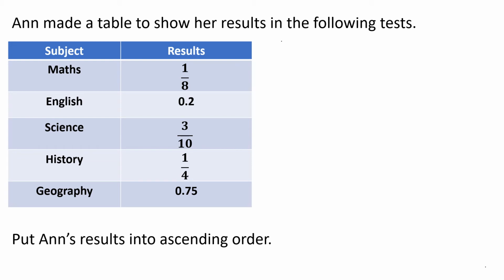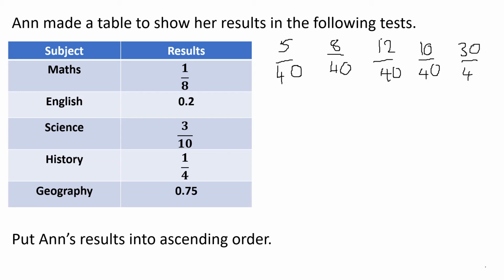So just rewrite our fractions out just so we know. Give myself a bit more space, so we know when we're doing questions like these we're going to take up quite a lot of space. Okay, so these are our equivalent fractions. So now that we have the denominators all the same, we can just focus on our numerators and we can just order from smallest to largest looking at our numerators.